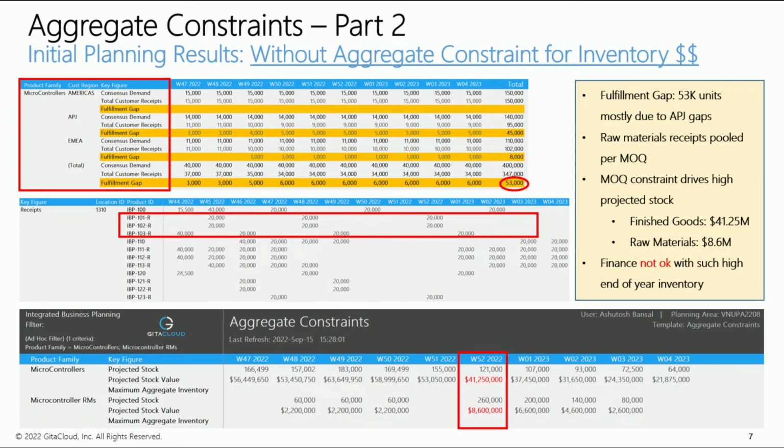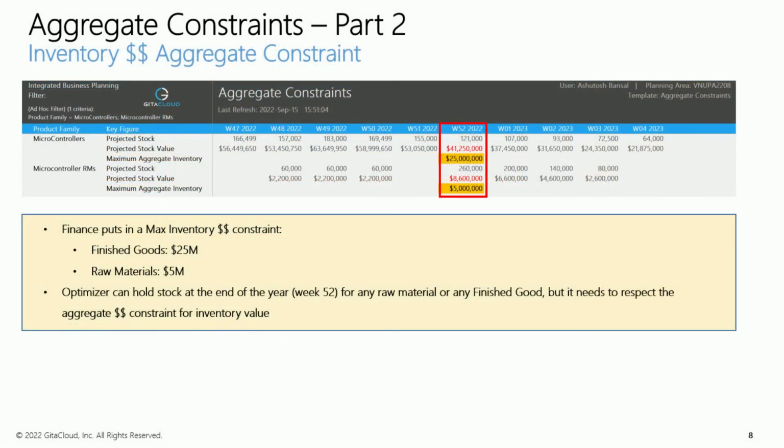Finance is not okay with this plan, given roughly $50 million stuck in FG and raw materials inventory. They need to drain inventory down to $30 million and free up cash during the critical reporting period at the end of the year. Let's see how we can do this. Finance puts in an aggregate inventory dollar constraint, maximum of $25 million in FG inventory and $5 million in raw materials inventory at the end of the year.